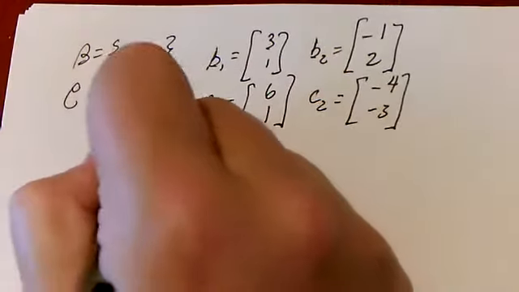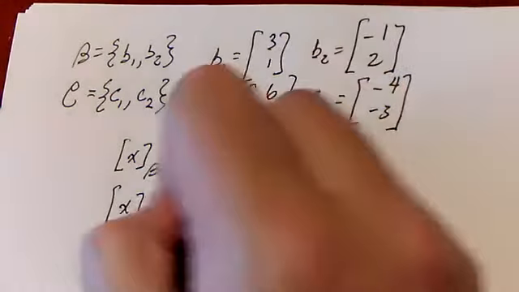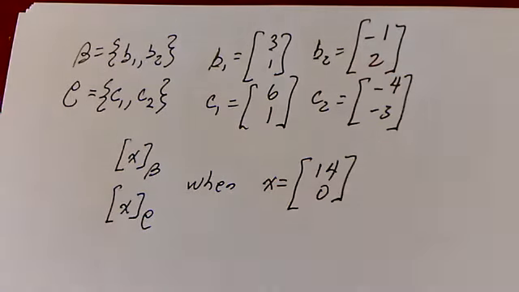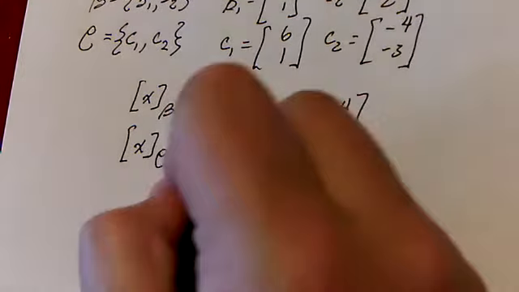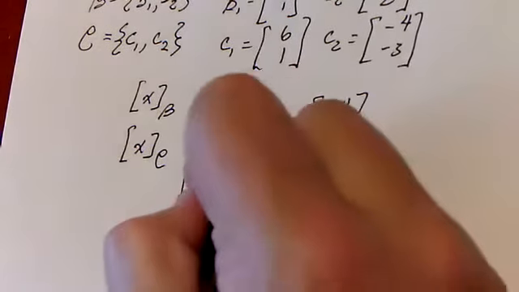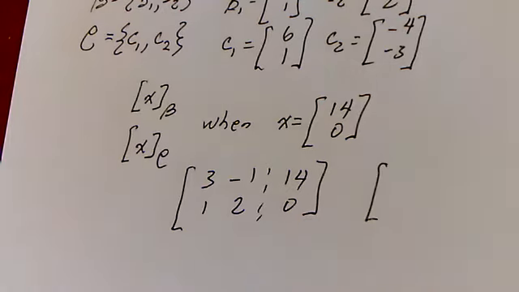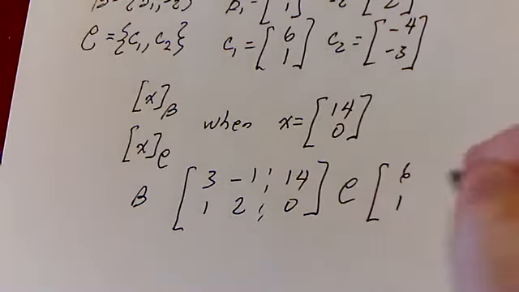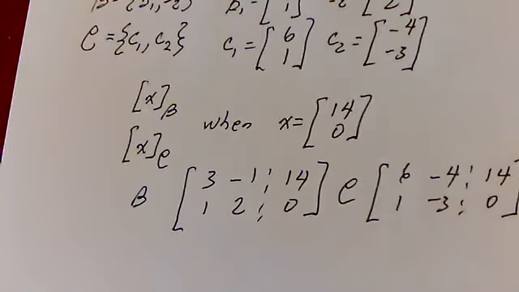So I need to find now a coordinate vector x with respect to the basis B and another coordinate vector with respect to the basis C when my x vector is equal to 14, 0. Okay? So I have 2 different setups here. First, I have my basis B. That's 3, 1 for the first column. Second column is -1, 2, augmenting it with 14, 0. Okay, so this is for B. Now for the basis C, I've got 6, 1 first column, -4, -3 in the second column, and then still augmenting it with 14, 0.